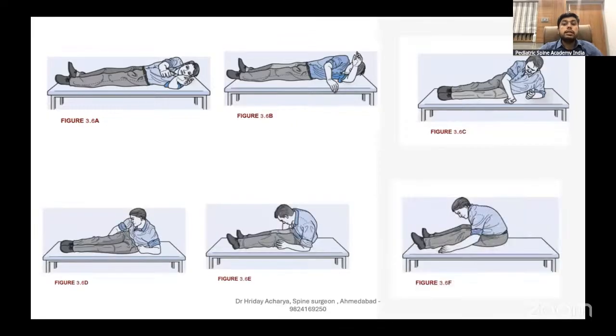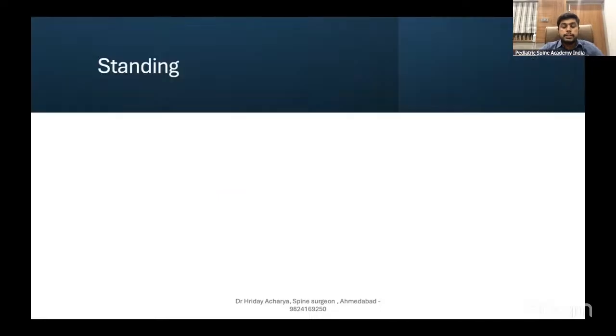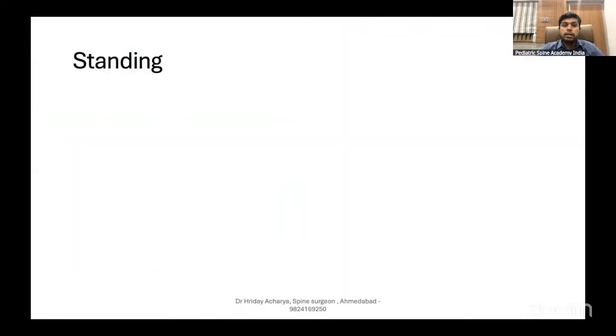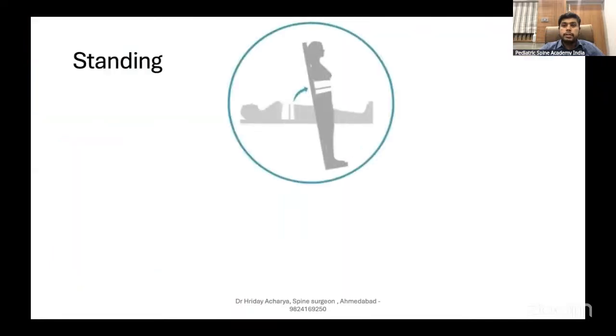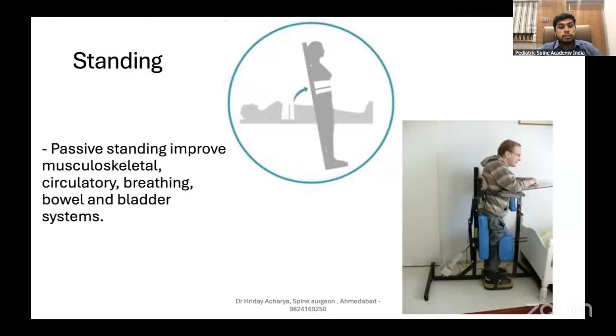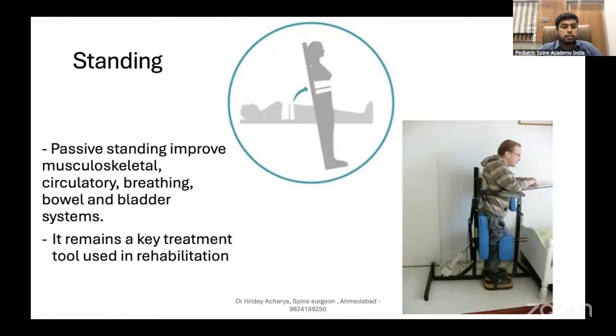So this is sitting up, then standing. It can be passive or active. Passive standing is when the patient is standing without any active effort, so you tie them, and it's called a tilt table. This is very important because there will be pooling of blood, so if somebody stands up, they will have dizziness if they are not controlled. So on the tilt table, this is passive standing where they are standing with braces, which improves musculoskeletal circulation, breathing, and bowel and bladder function.